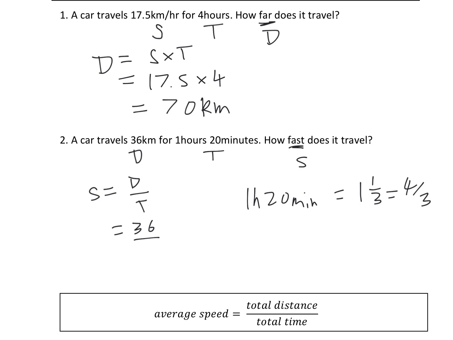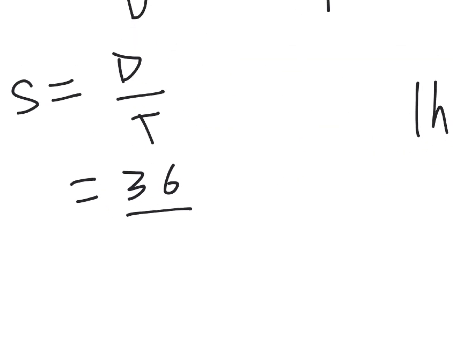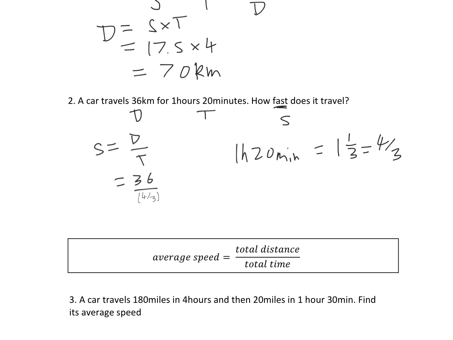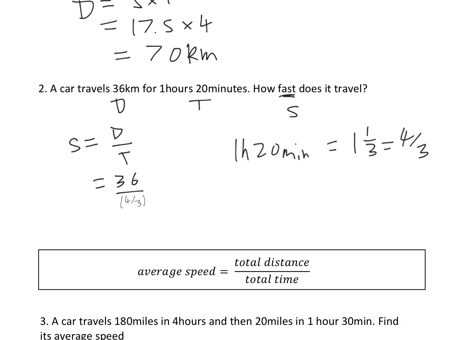You could write it as a decimal, but it's not nice because it's 4/3. So here, we could write it as 4/3. I know that's a fraction inside a fraction, but it'll be okay. The calculator can do that, and actually you can do that too. I'll talk about that in a minute. If you put it in your calculator, 36 divided by 4/3, you end up with 27.